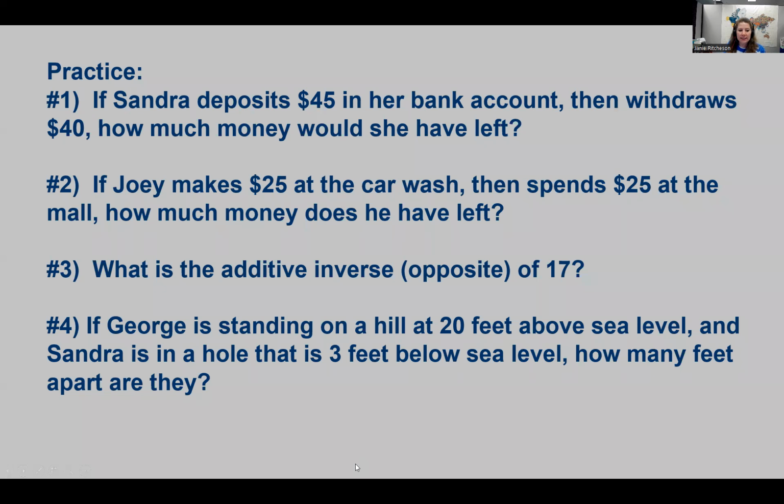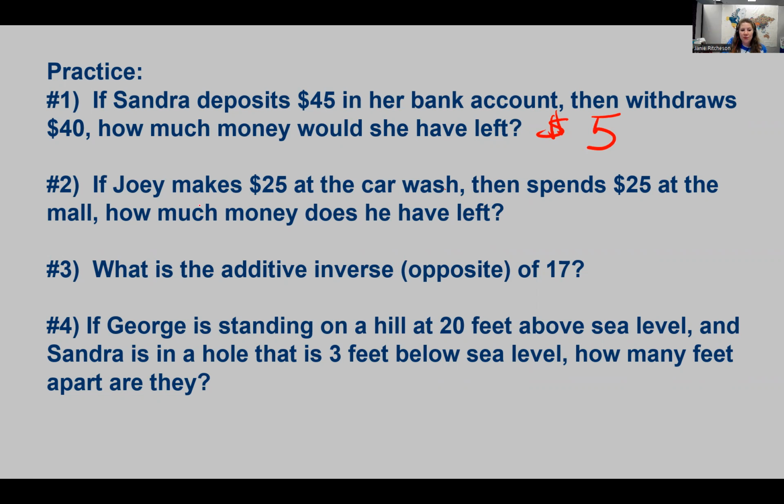All right, so let's look at these examples. If Sandra deposits $45 in her bank account, that's good if you deposit money and you're saving it. Then she withdraws, she takes out $40. How much money would she have left? She put in 45 and she takes out 40. How much is in her account? Well, she would have $5 left, right?